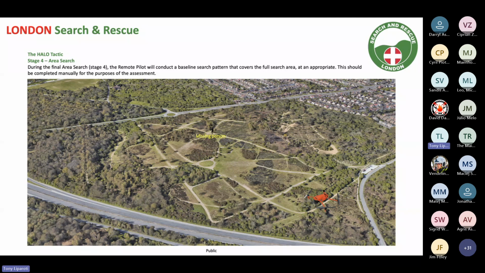Then we have a search pattern, a very defined pattern that goes through the entire search area.